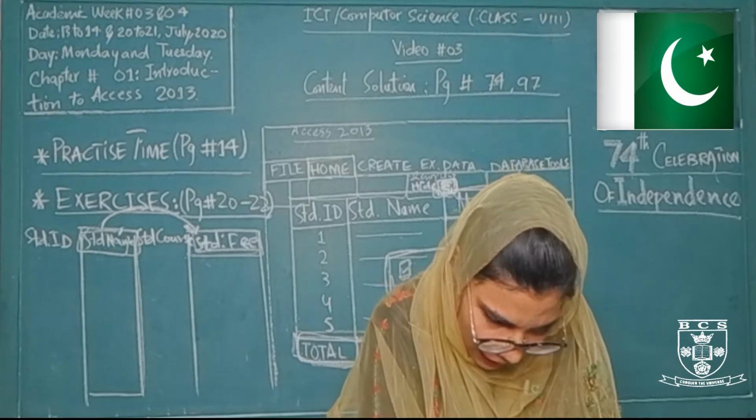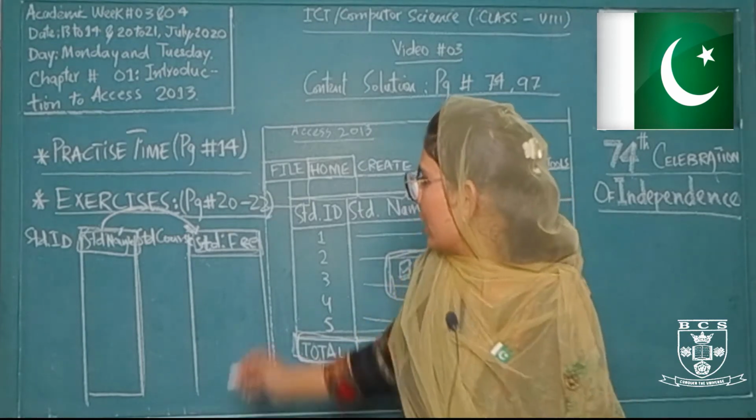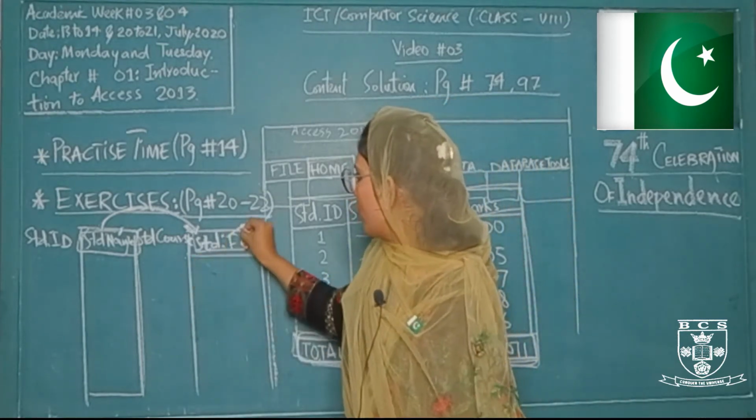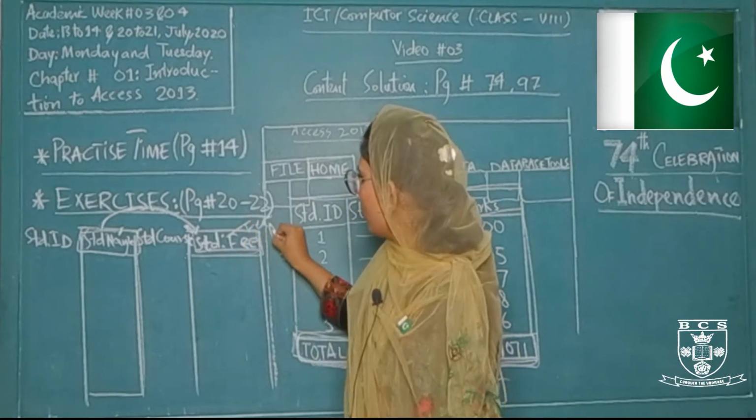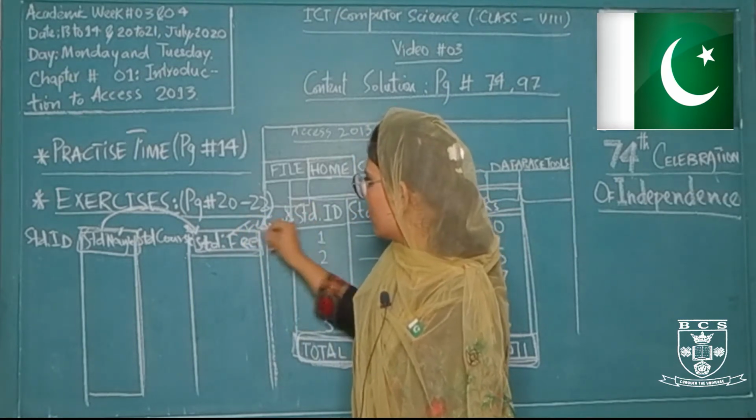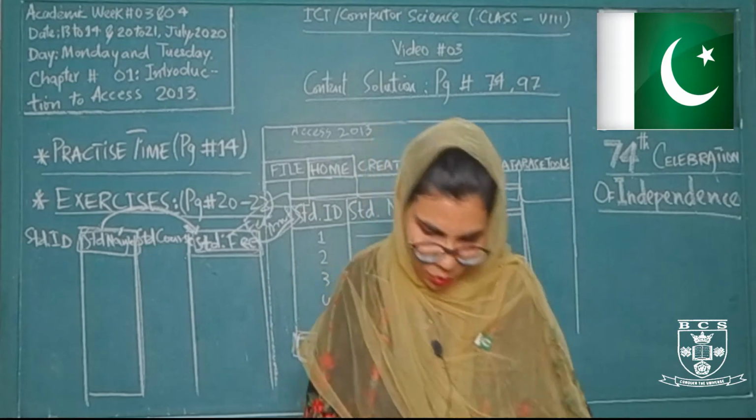In step A, click the column header. Firstly, you will click this fee column, fee amount. This is the field that has been changed. तो आप इसे click कर लेंगे header को.